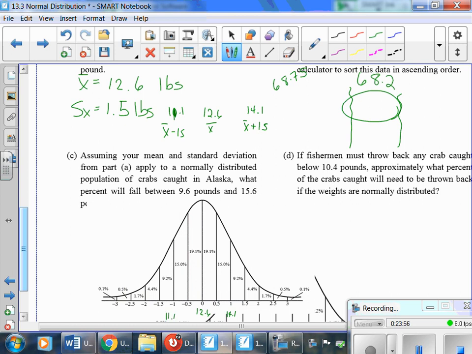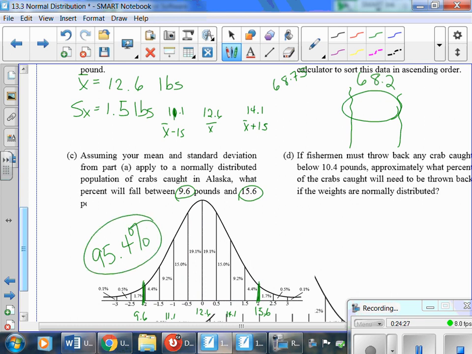right here. And they're saying we have to go between 9.6 and 15.6. So we have to find the 15.6, which is going to be right here at 2 standard deviations, and the 9.6, which is minus 2 standard deviations. So they want to know from here to here. So you're going to add all that up, and you're going to get 95.4%, like we did on the first page here.